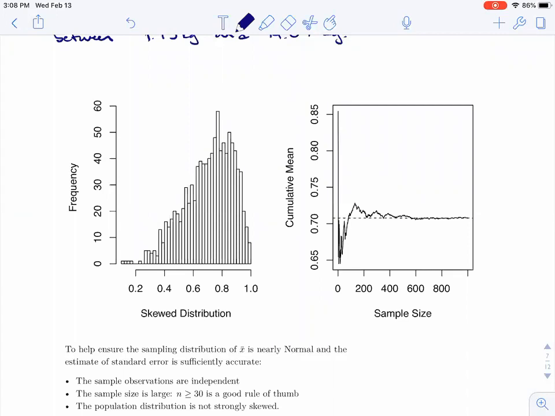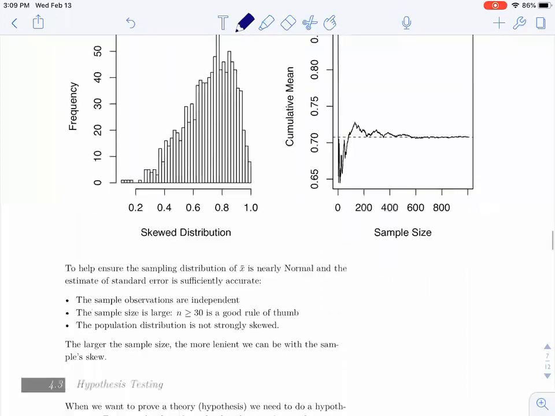Even at a sample size of 200-ish from this skewed distribution, the mean starts to hang out where it should be. Over here, yeah, we're jumping around and there's a lot of variability. But as we increase our sample size, that sample mean is going to get closer and closer to the actual mean. Questions about that?